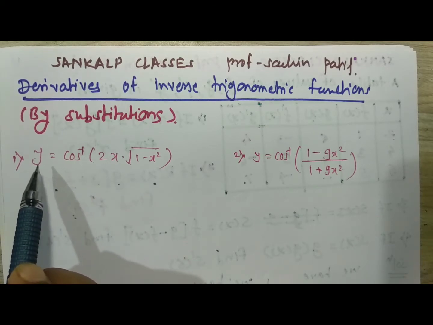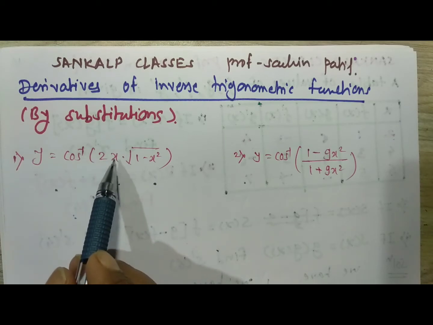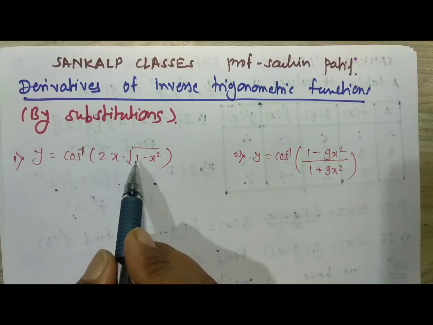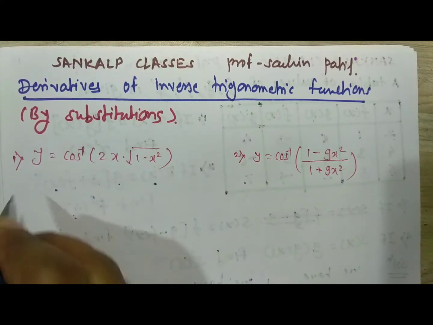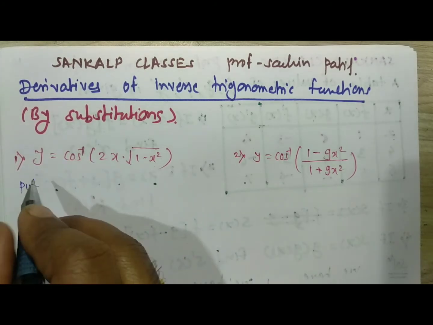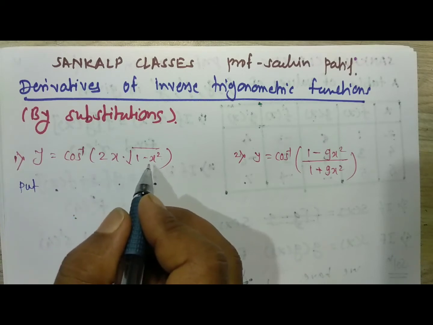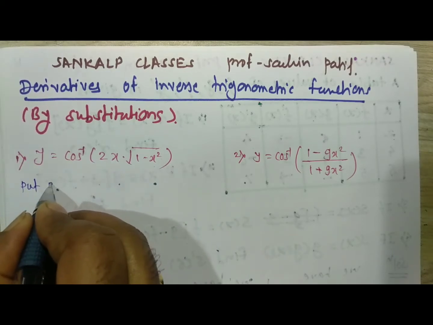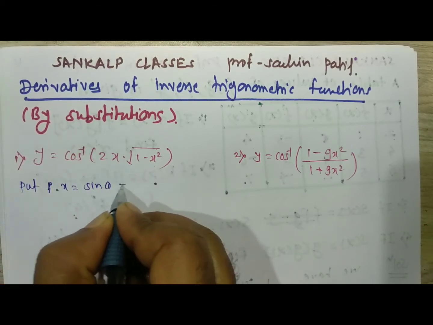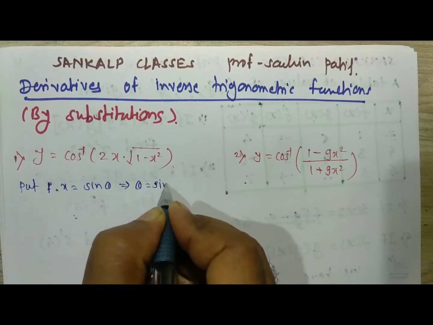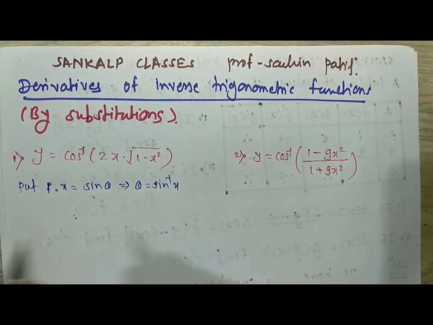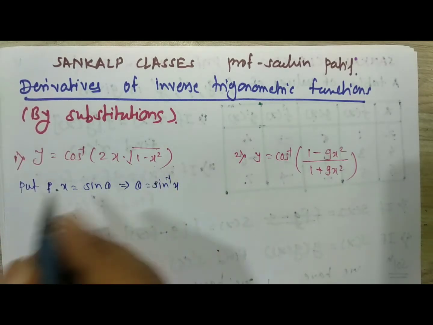Right now we have to consider y is equal to cos inverse inside the bracket 2 into x into square root of 1 minus x square, and we think about that expression 1 minus x square. That means we have to use the substitution of sine theta and cos theta also, and therefore first of all we put x is equal to sine theta, and it implies that theta is equal to sine inverse x, because this sine is transferred here, then it becomes sine inverse x, and x is equal to sine theta. Put it inside that expression.